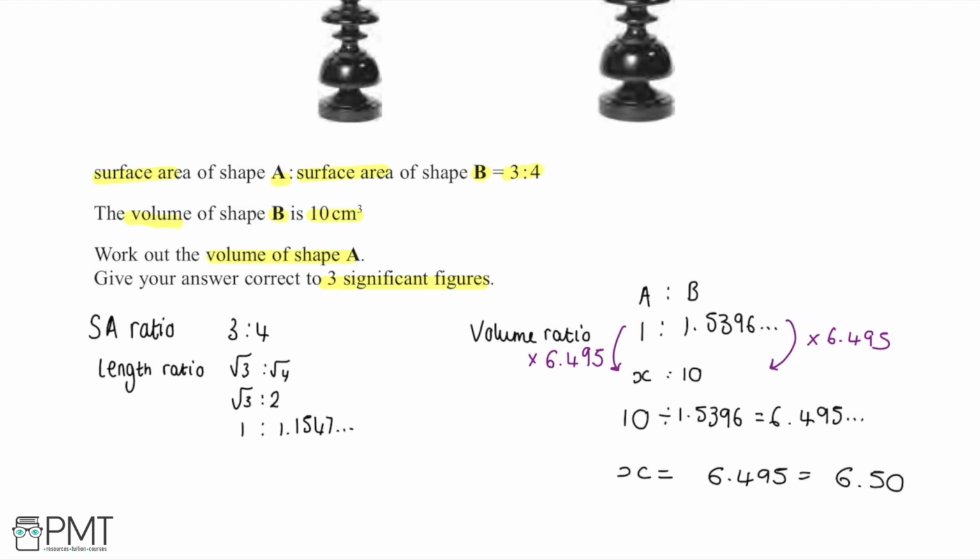Now the marks here, the first mark is awarded for the method to find the ratio between the lengths. So here. The second mark is for finding the ratio between the volumes. And then the third mark is for the correct final answer of 6.50, or an answer in the range of 6.49 to 6.53, just depending on how the answers have been rounded and manipulated throughout the question, it might just give a slight fluctuation in possible answers at the end there.